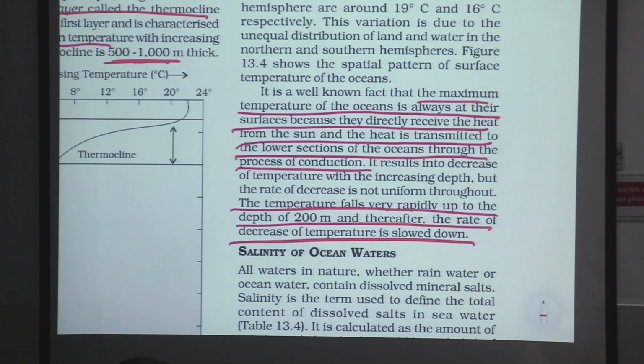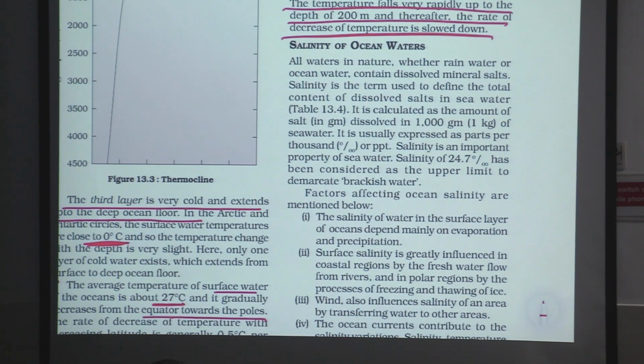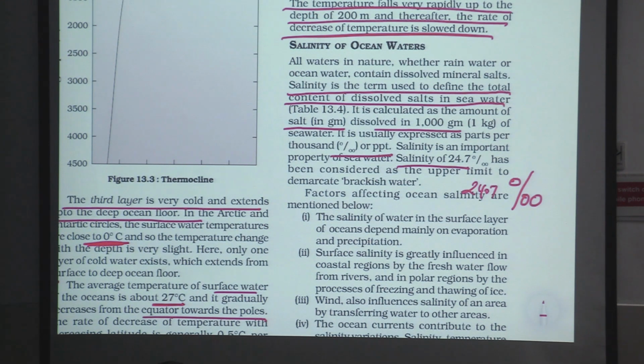And finally, if I have to take another physical property as per our NCERT, it's salinity. Salinity is the term used to define all the total dissolved salt in the seawater, and it is calculated as amount of salt per 1000 grams. So it is written as parts per 1000. A salinity of 24.7 parts per 1000 means 24.7 grams of dissolved salt per 1000 grams of sample seawater, and it will be called brackish.